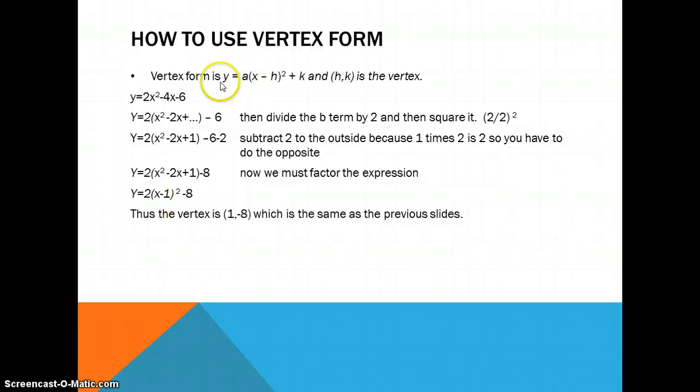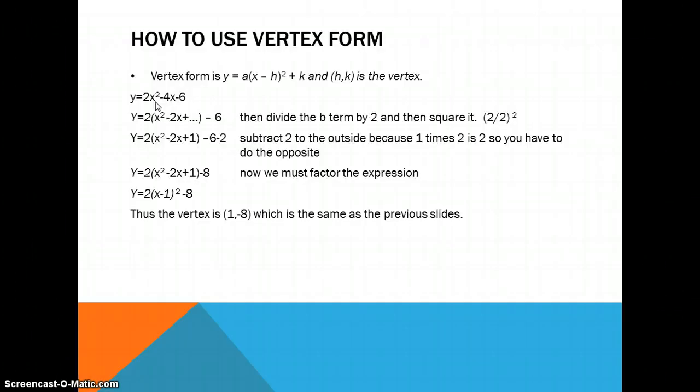So the vertex form is this formula: y equals a times (x minus h) squared plus k. So h and k is our vertex, kind of like what we found the first time. So let's say we have this equation. What we want to do first is we want x squared to be by itself. So, now we'll go back. Okay, there you go. So we'll have x squared by itself.